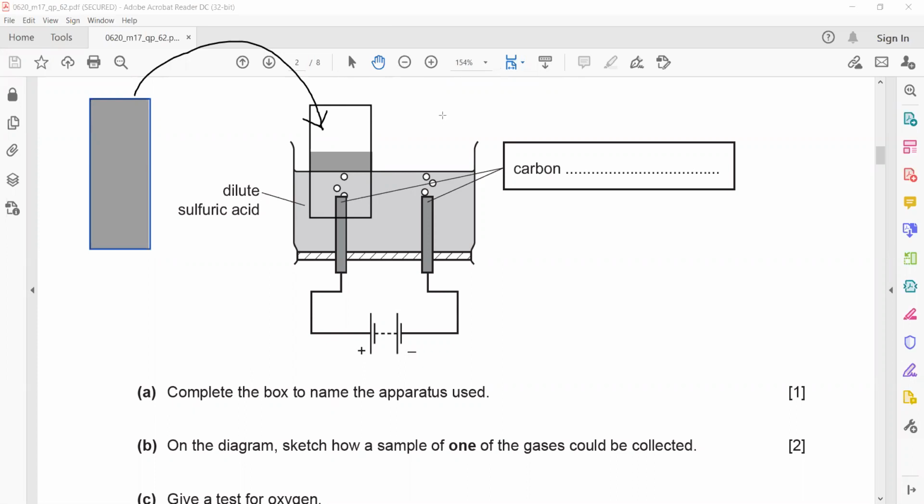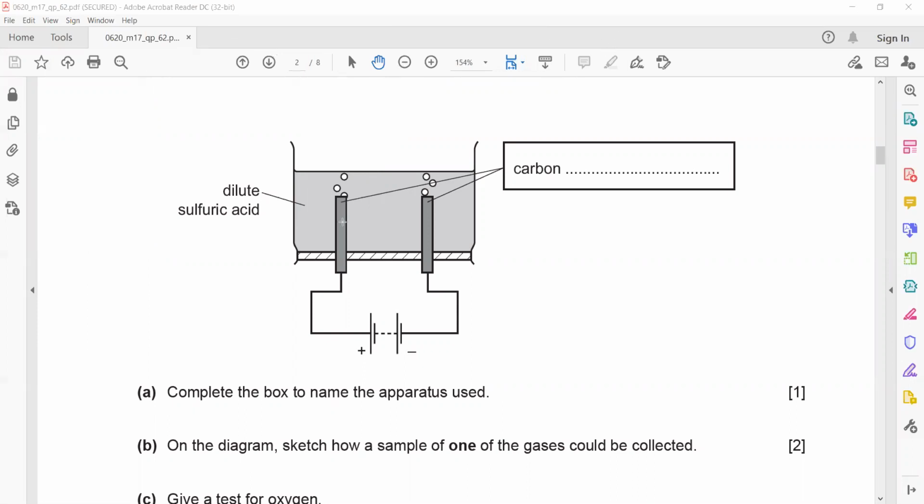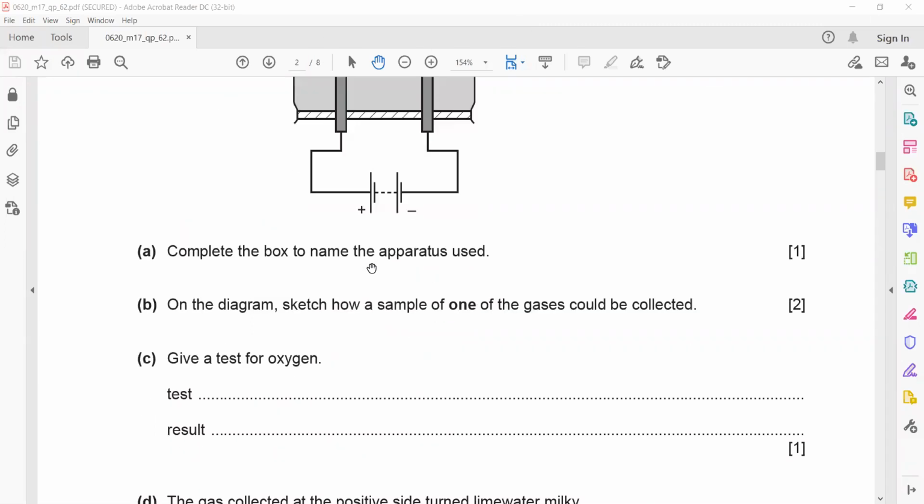Give a test for oxygen. How can we test for the presence of oxygen? We place a glowing splint near the gas, and the result is that the glowing splint will relight or rekindle. So in short, you can write relight.